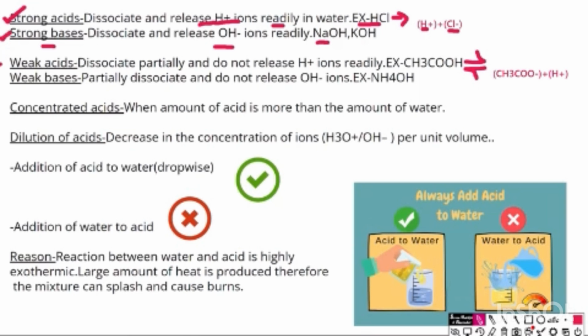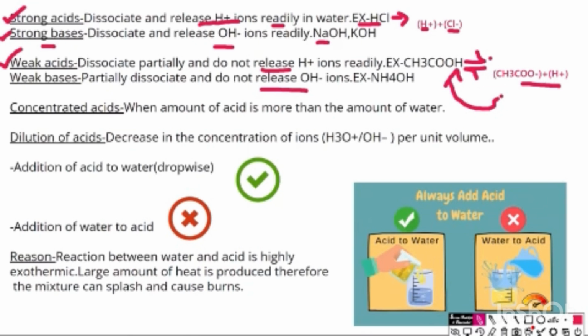Now we have weak acids and weak bases. Weak acids do not easily release H positive ions and weak bases do not easily release OH negative ions. So here you can see we have acetic acid. When acetic acid dissociates in water, it forms acetate ion and H positive ion. But you can see here we have a double-headed arrow. This means that this reaction is reversible. Both of these ions can combine again and form acetic acid. So the reaction is reversible. That is why we have a two-headed arrow.